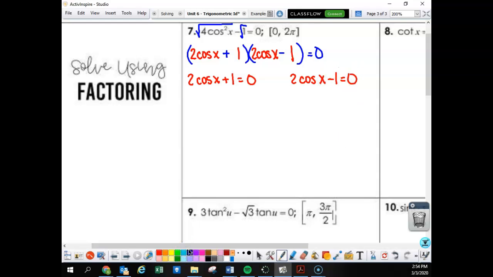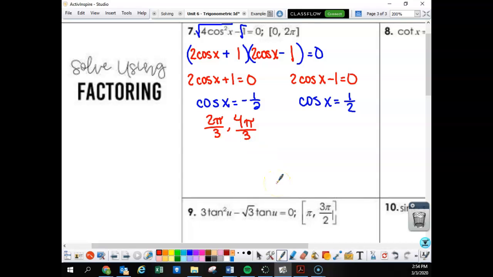Well, we would solve for x, so we would subtract 1 and then divide by 2. So it'll be cosine x equals negative 1/2. And over here, we would add 1 and divide by 2, so it'd be cosine x equals positive 1/2. So we want cosine x to be negative 1/2. If we look on the unit circle, for it to be negative 1/2, it would be at 2 pi over 3 and 4 pi over 3.